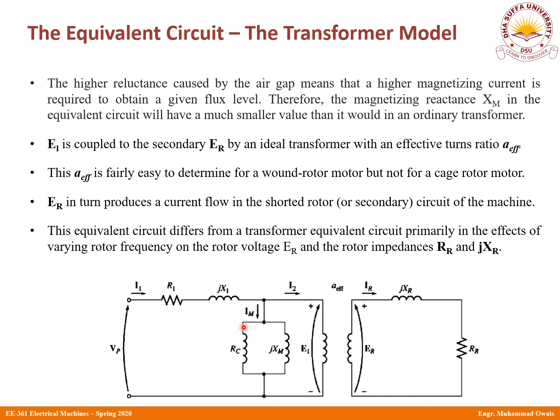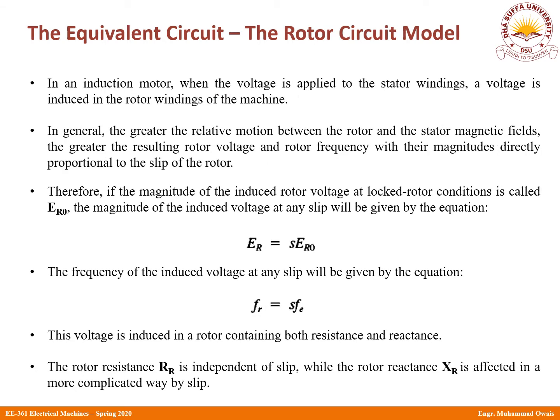Where it differs from the transformer equivalent circuit is in the effects of varying rotor frequency on the rotor voltage ER and the rotor impedances RR and jXR. We shall have something to discuss about these two parameters RR and jXR in our next model. So having completed the first equivalent circuit or the first model, which was the transformer model, now let's discuss the rotor circuit model in order to find out the equivalent circuit.